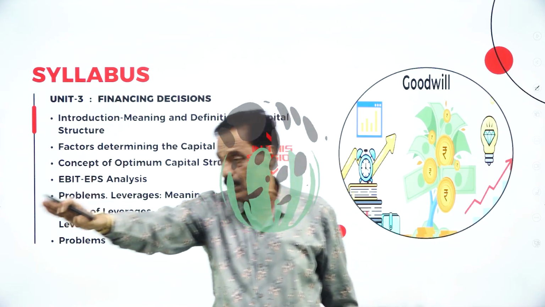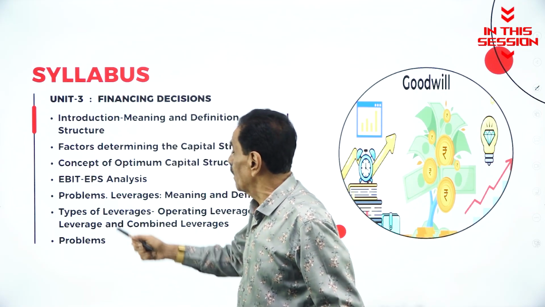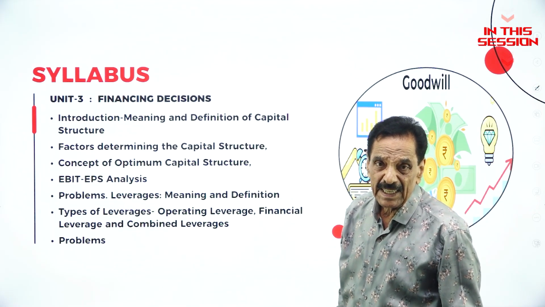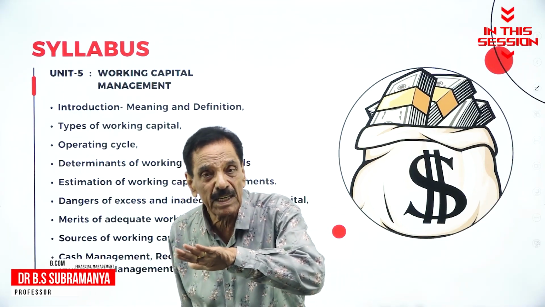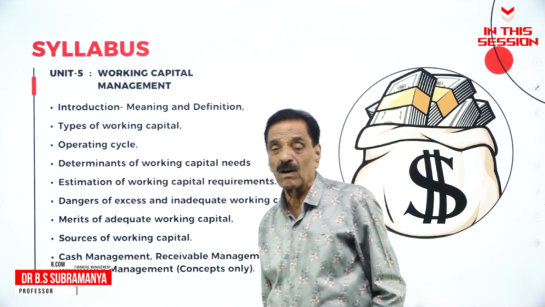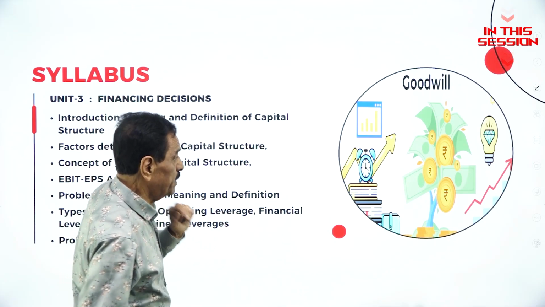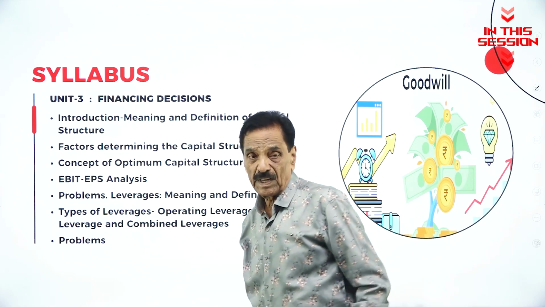Variable cost is called contribution, minus fixed cost is profit. That profit we call EBIT, earning before interest and taxation. If the liabilities are less, it is called positive working capital. If the liabilities are more and the assets are less, it is called negative working capital. Factors determine the capital structure. The goodwill of the entire company depends upon the finance decision.